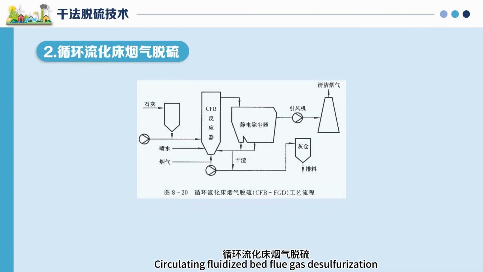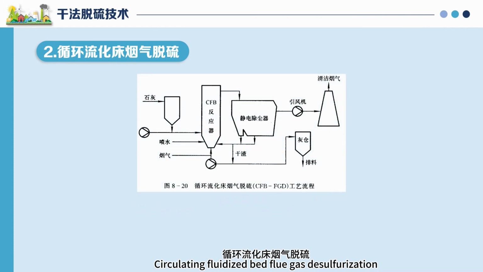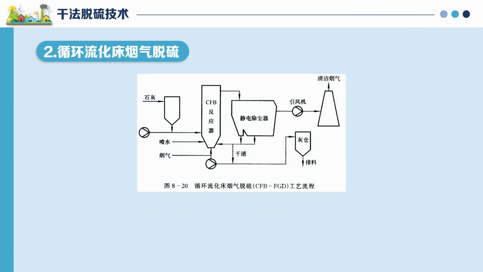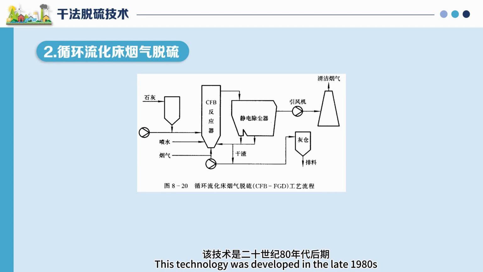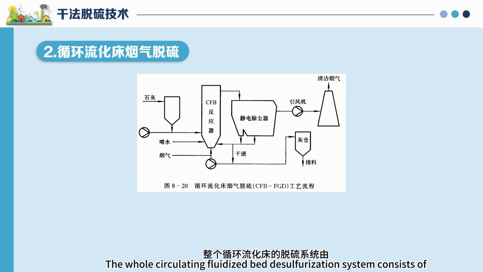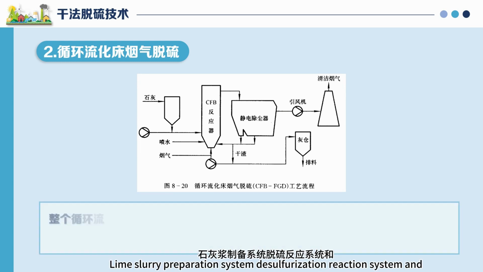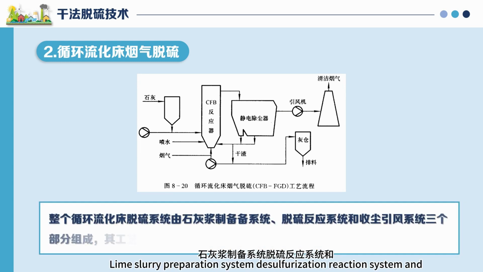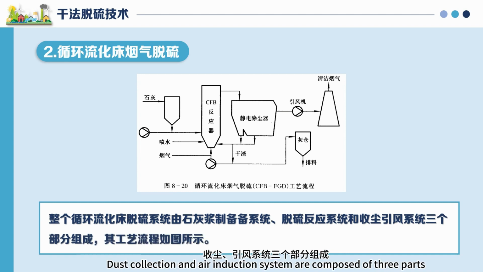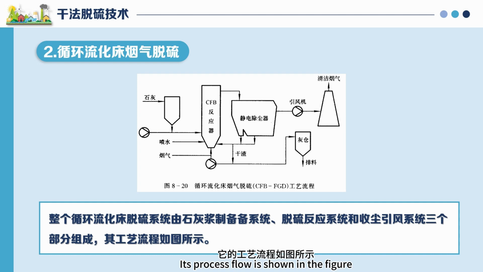Circulating fluidized bed flue gas desulfurization. This technology was developed in the late 1980s. It was first developed by a German company. The whole circulating fluidized bed desulfurization system consists of 3 parts: lime slurry preparation system, desulfurization reaction system, and dust collection and air induction system. Its process flow is shown in the figure.